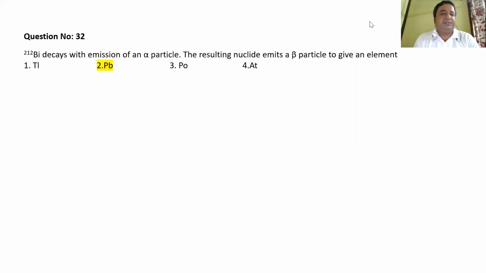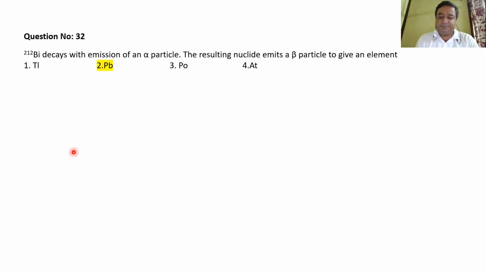So the question here says 212 Bi decays with an emission of an alpha particle. The resulting nuclide emits a beta particle to give an element. Now we've got to find out that element.